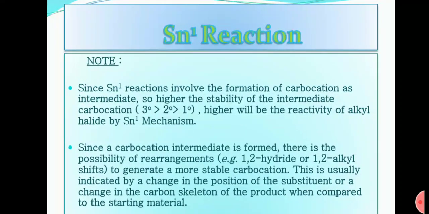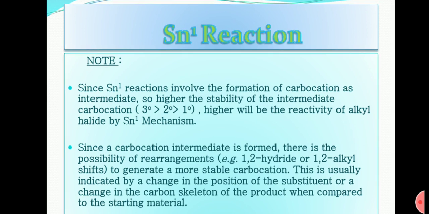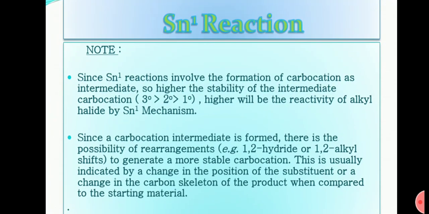And one more important thing we have to remember in the mechanism of the SN1 reaction is that a carbonium ion is formed as an intermediate. These carbonium ions have a stability order: tertiary carbonium ion is more stable than secondary, than primary. So while giving the product, the reaction may rearrange from a less stable carbonium ion to a more stable carbonium ion via a 1,2 hydride shift or 1,2 alkyl shift. Because the higher the stability of the intermediate carbonium ion, the higher the reactivity of the alkyl halide toward the SN1 mechanism.